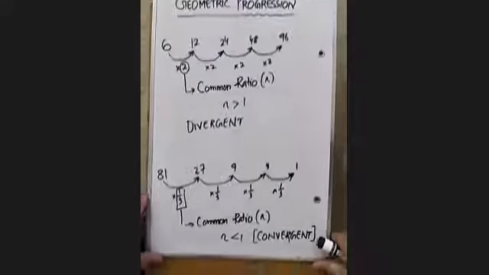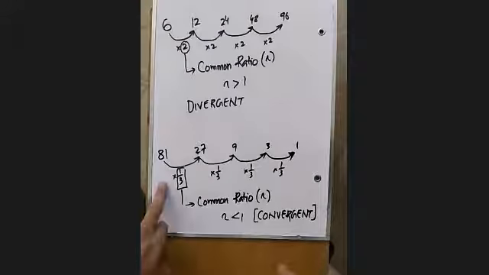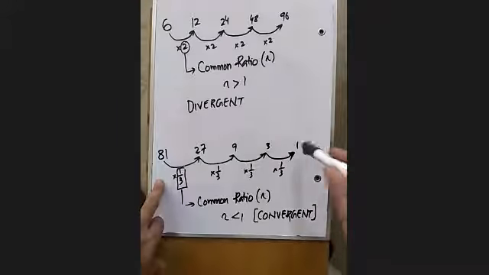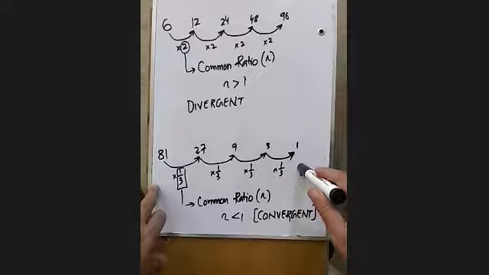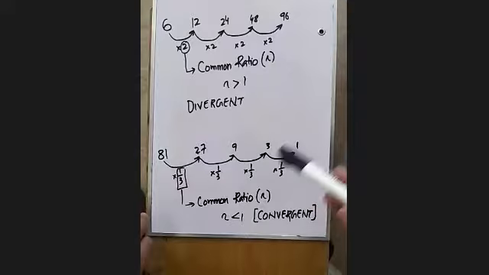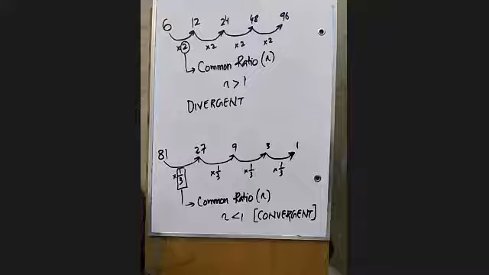Similarly, if you notice here in the convergent series, your first term was 81 and your fifth term is 1, there is a big exponential difference. You can see it is reducing exponentially. Therefore, as you go further, the numbers are decreasing very immensely. That is why we call it convergent series.